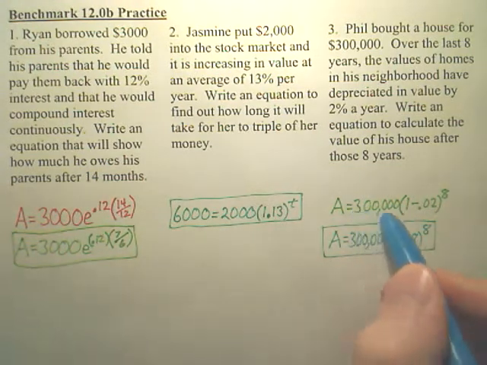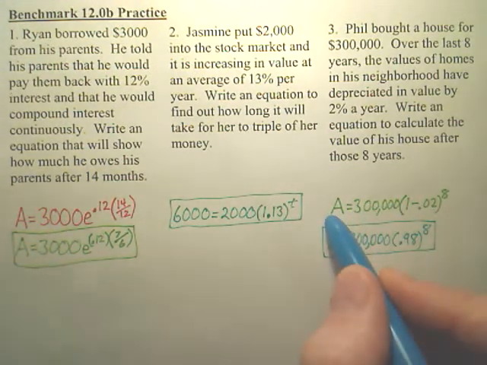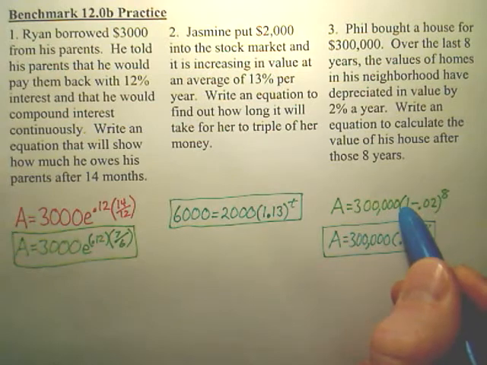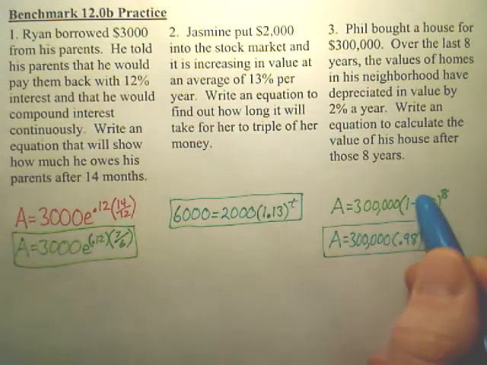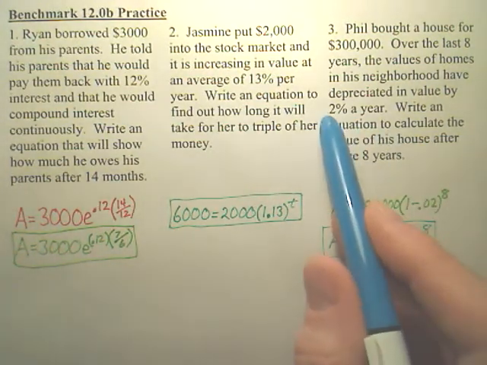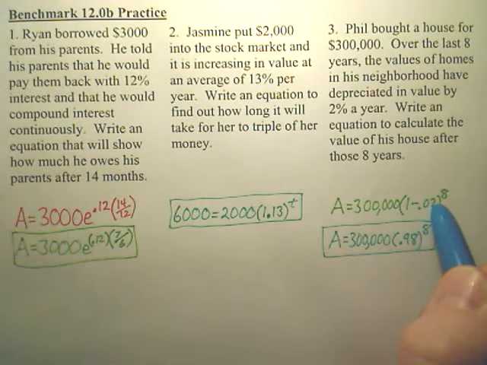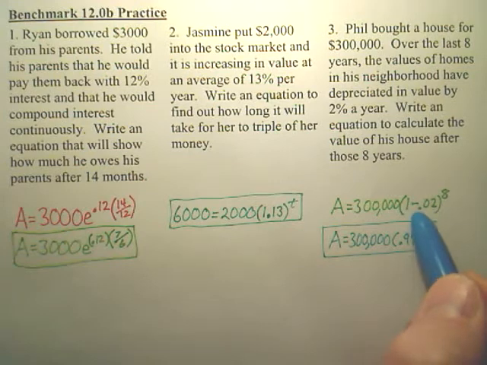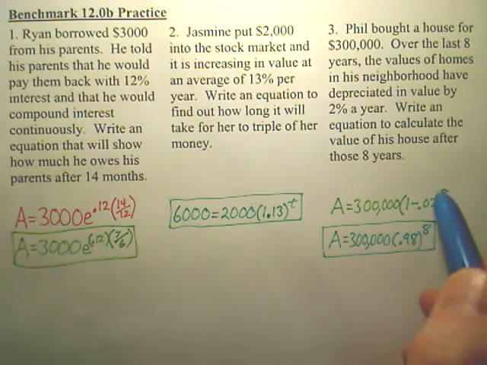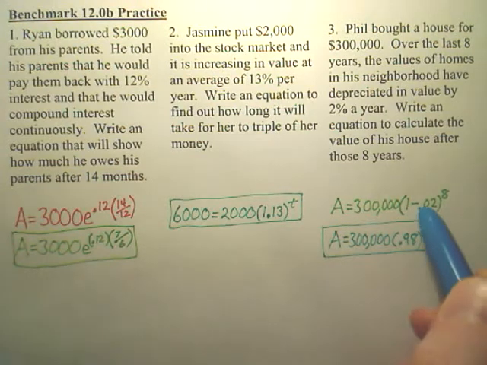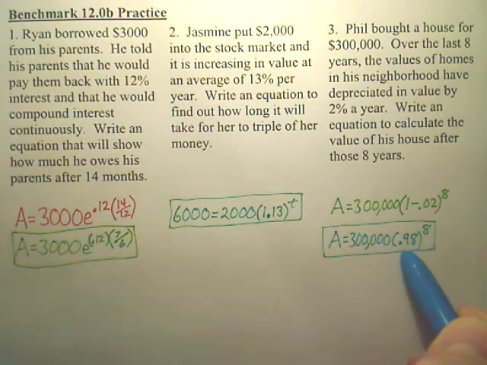So your initial value is 300,000. You don't know your final value. It's always 1. It's minus. Now, a lot of people mess up on the rate here. 2% is 0.02. Don't be that person that puts 0.2. 0.2 is 20%. Don't put 20, put 2%. And 8 years, so this is 8. And then this right here reduces to 0.98.